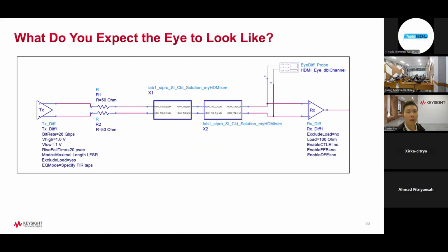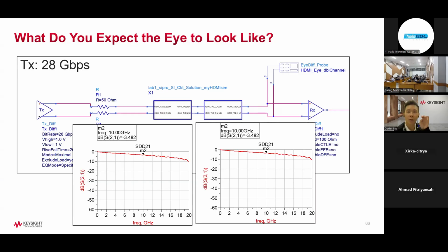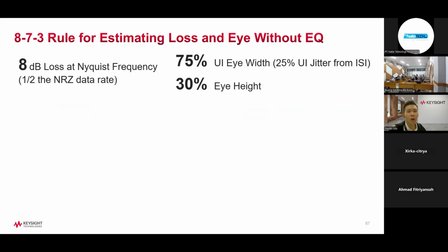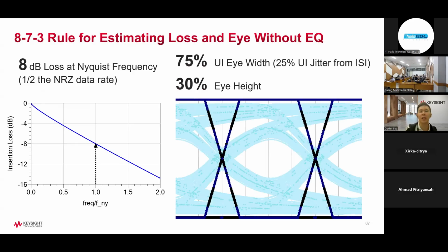For this case, we are going to worsen the eye by exaggerating, adding one more block of this subcircuit, so basically two times the channel, to make the eye look a little bit bad so that we can apply equalization. To make things worse, we are simulating at 28 gigabits, so we are really creating a very bad eye to apply equalization. Some quick rules for estimating loss and eye without equalization.